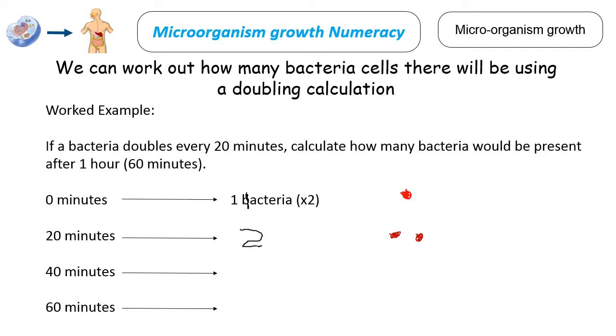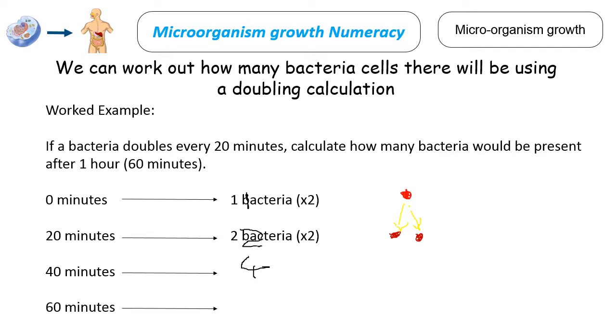Just use an icon there. I'll just change the color. See that 1 has become 2. And then after 40 minutes, it's doubled again. So it's not 1, 2, 3. This time it's doubled from the 2, and it's doubled to 4.